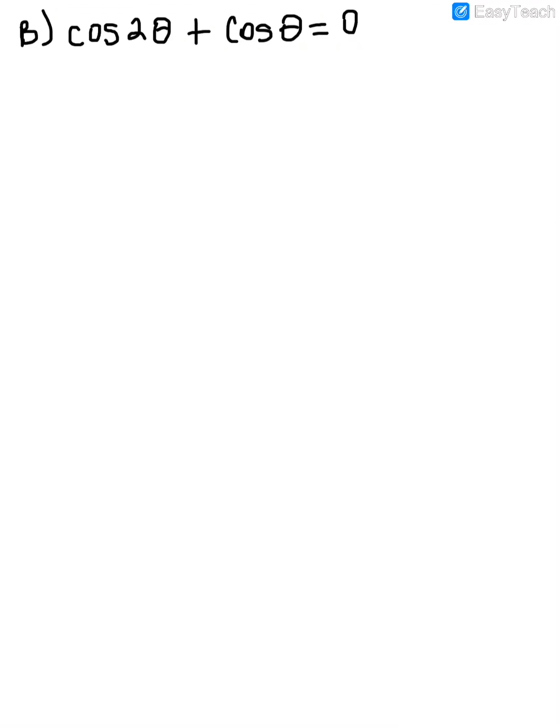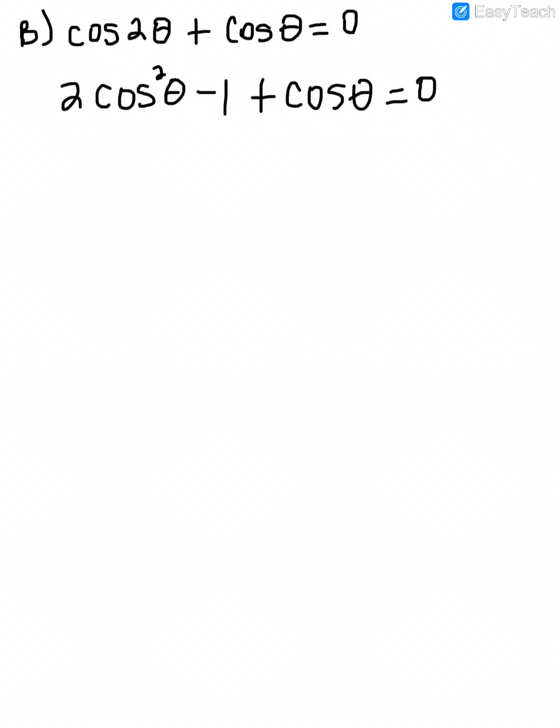So I'm going to replace cosine of 2 theta with 2 cosine squared theta minus 1 plus cosine of theta equals 0. Okay, so again we have a trinomial. We have a trig function that's squared, we have a linear term, and then we have a constant. So I'm just going to rearrange this and get it in descending order so that we can factor it.